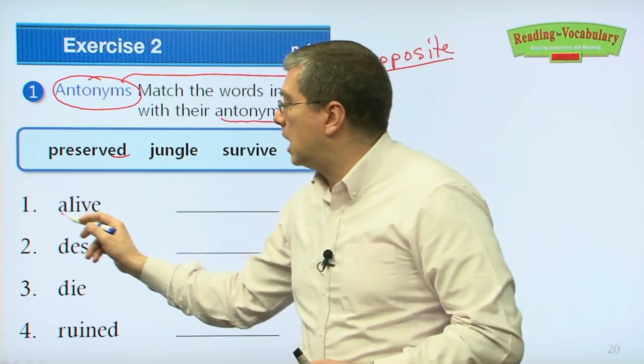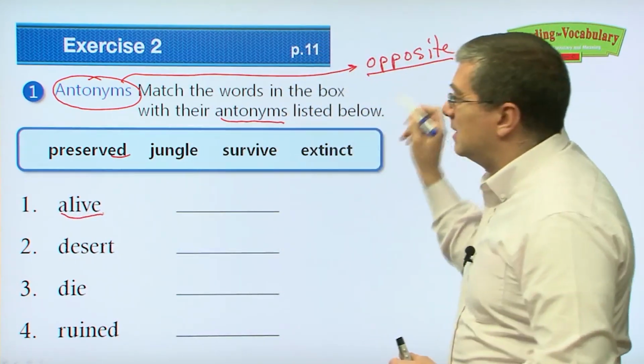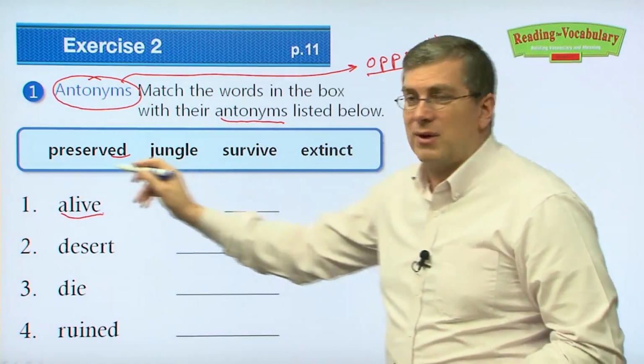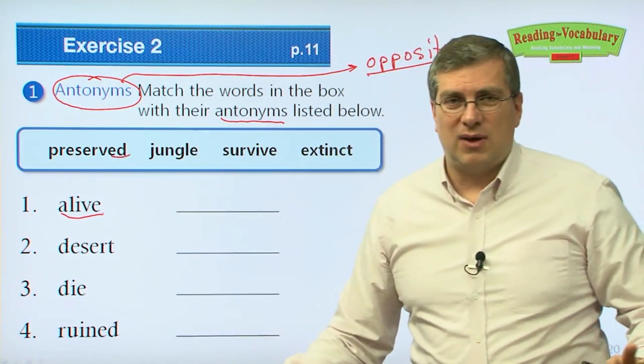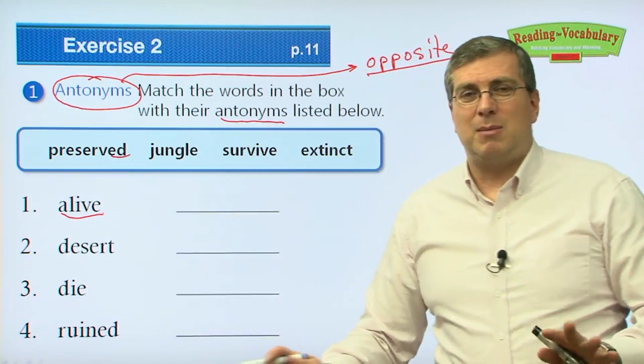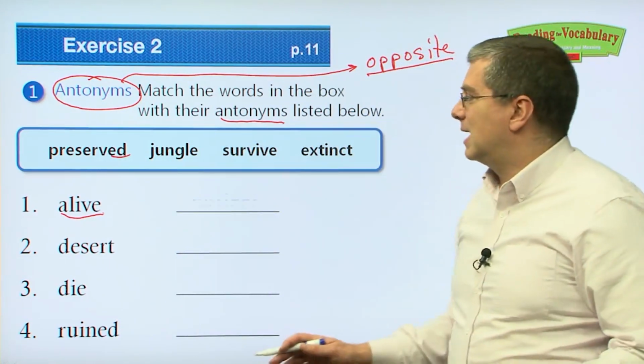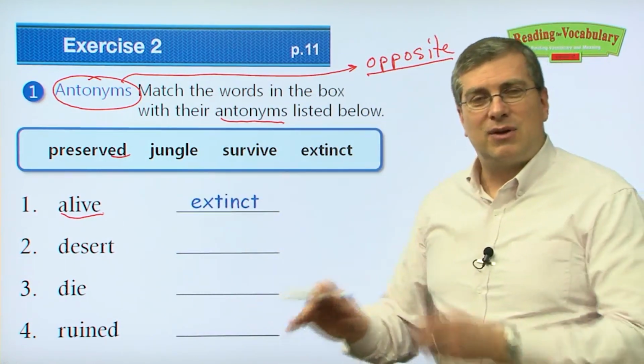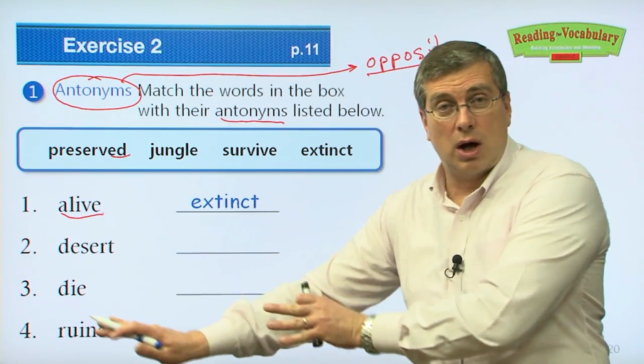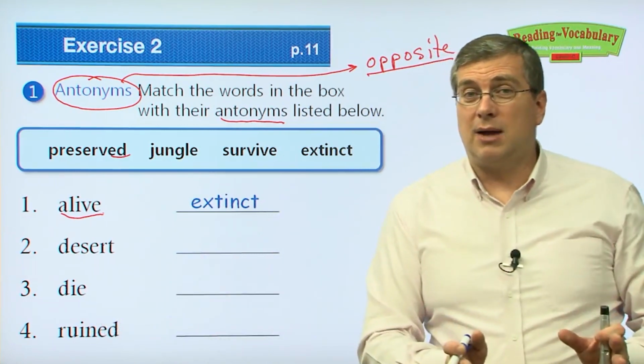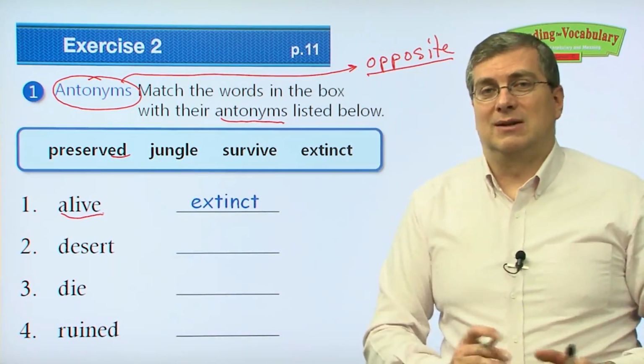Number one is alive. What is the opposite meaning of alive? Something that is not alive anymore. It's dead, and maybe all of them are dead. Then we can say extinct. If they're extinct, they're dead. They're gone. No more. But if they're alive, they continue to exist.